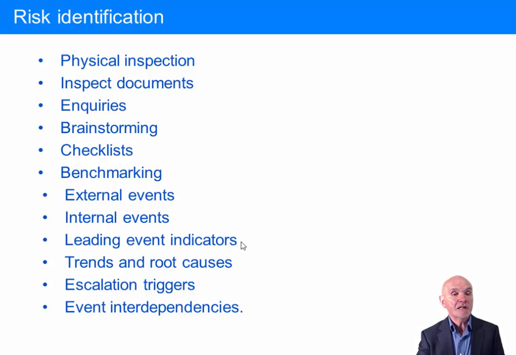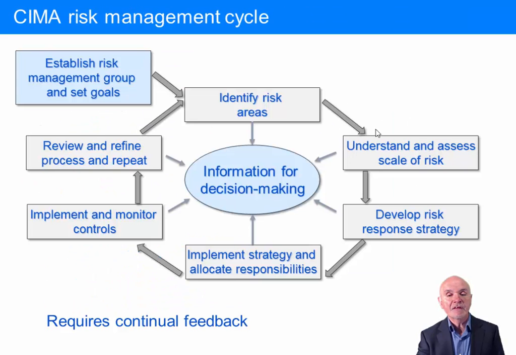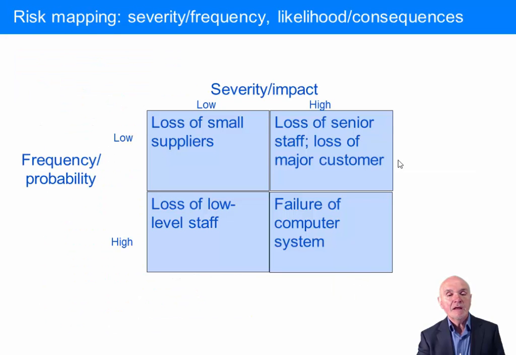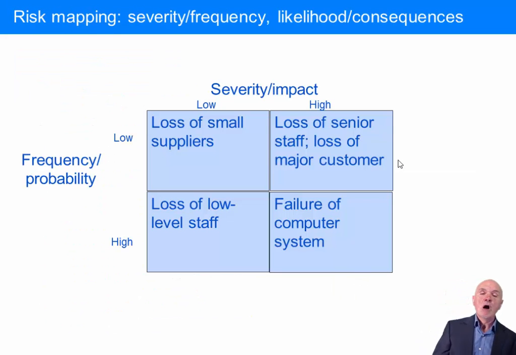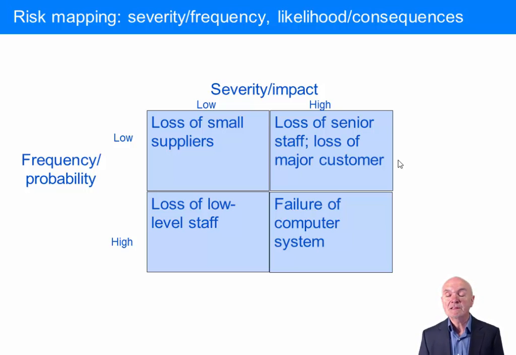So that's risk identification. And after the risk identification, we have to understand and assess the risk here. And this is a very, very common diagram. This is known as risk mapping. And it looks at the severity or impact of the risk and the frequency or probability or likelihood of it happening. Different companies might put these events in different categories in some cases. It's up to the company to decide where the appropriate mapping is going to be. So let's look up here.